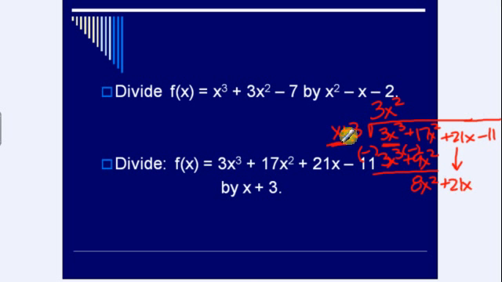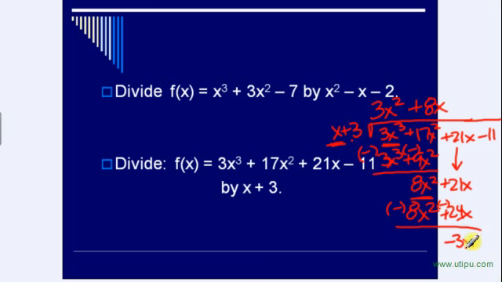And x into 8x squared would be 8x. So I'll put positive 8x up here. And then multiply. And subtract. 21 minus 24, negative 3x. Bring down the next number, or the next term, negative 11.